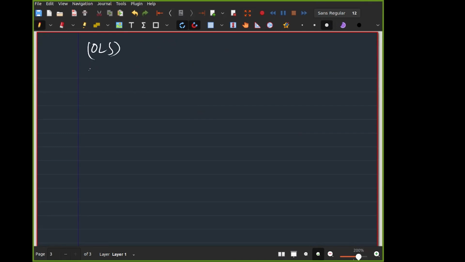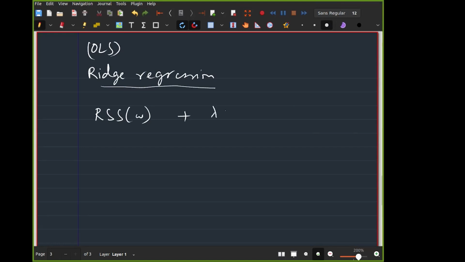The next one is called ridge regression. Again, it's very similar to what we had seen. It has a regularizer. So we take our residual sum of squares, RSS of W, and then we just add a regularizer to it, which is lambda times norm of W squared. So this is my new loss function. And this is basically called ridge regression. Now, again, you can obviously minimize this loss function with respect to W and things like that.